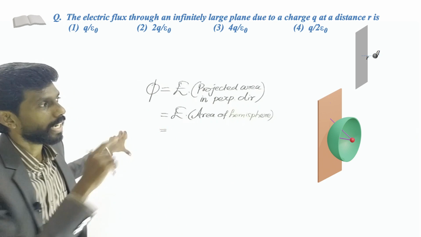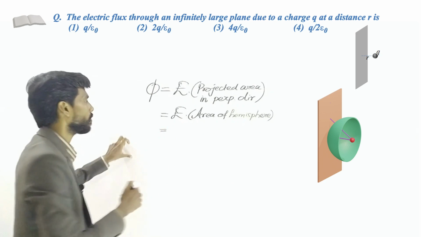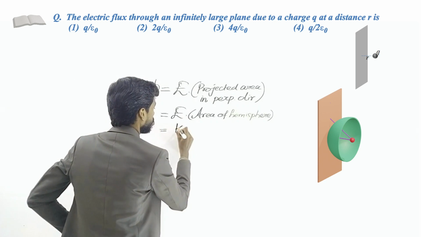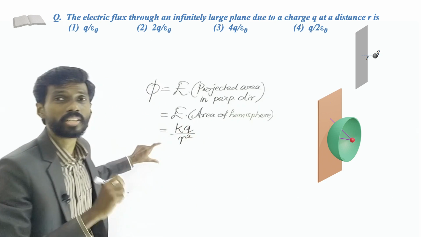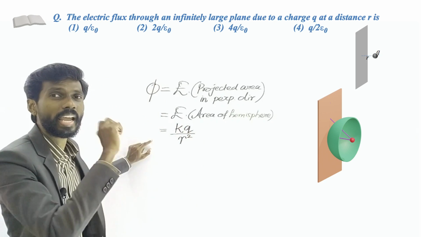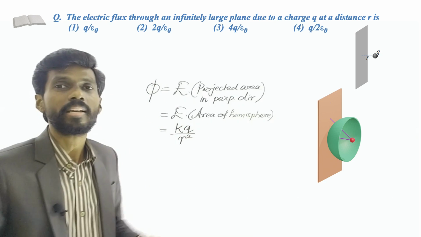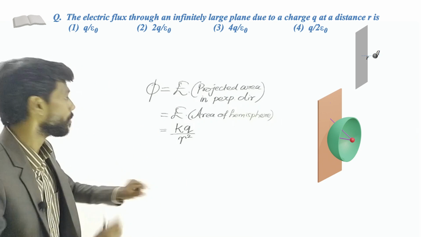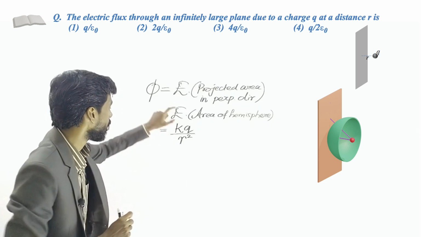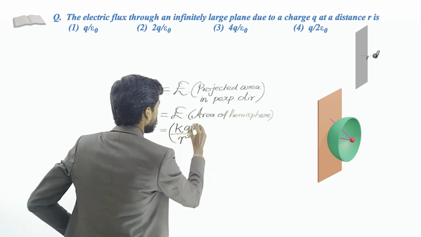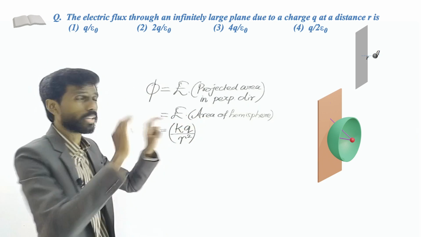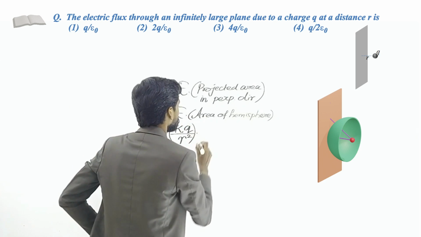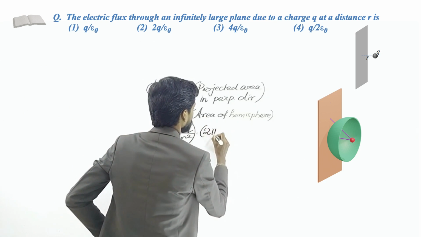So now the electric field due to the charge q, that has the formula kq divided by r squared. R is constant, fixed here, because it is a hemisphere. Any point on the sphere is at the same distance from the center, so that means r is fixed here, kq divided by r squared. So that is the value of E, that is the electric field. Okay, now the area of the hemisphere, the curved surface area of the hemisphere, that is 2 pi r squared.